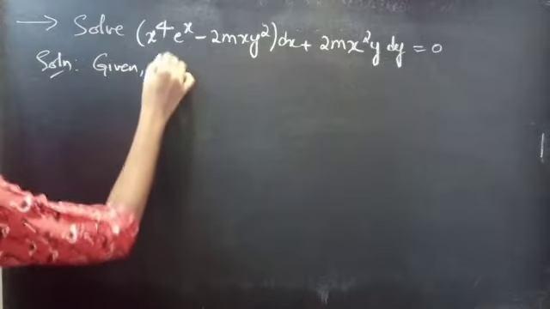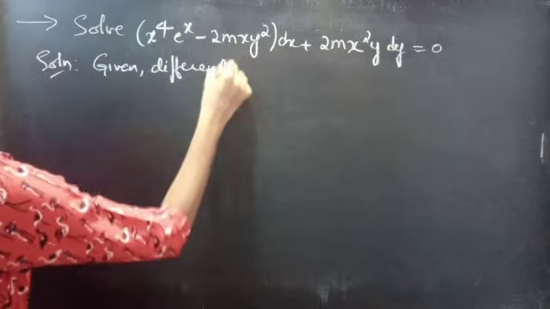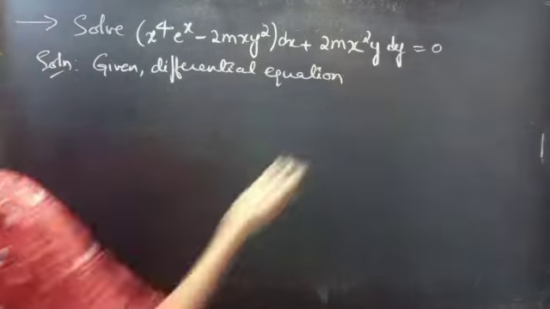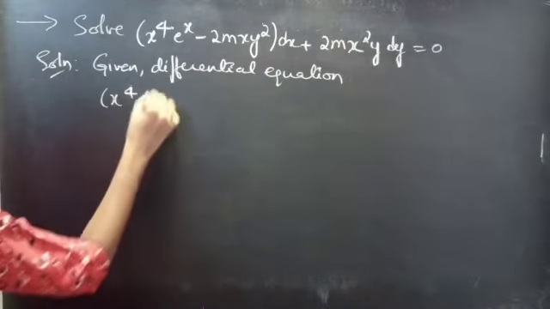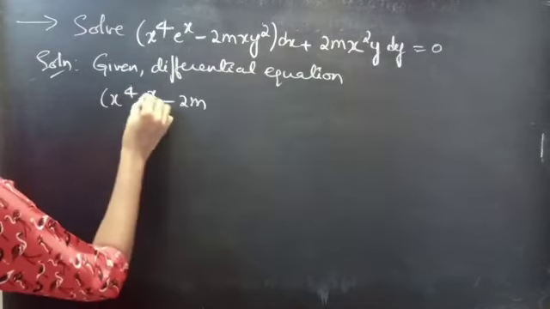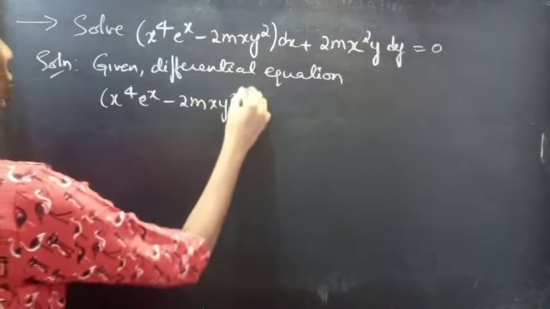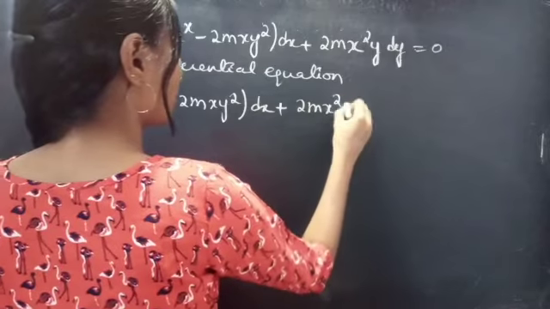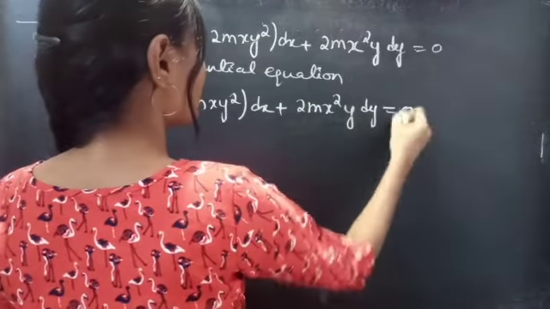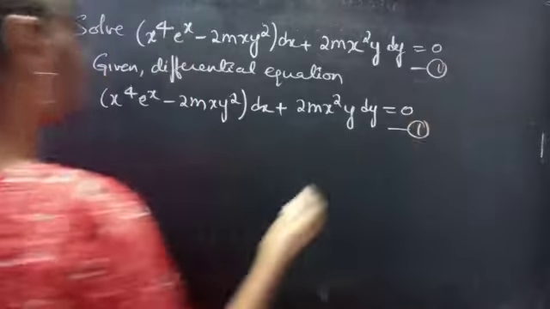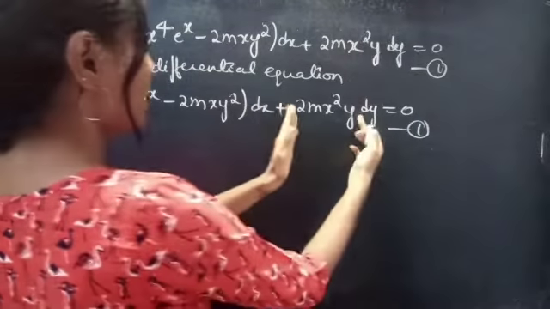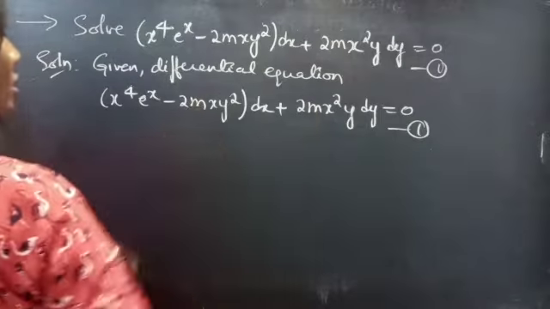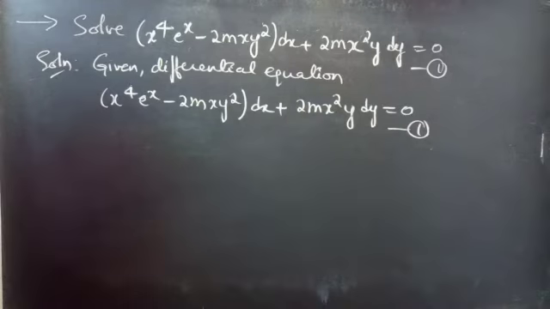Given differential equation: (x⁴eˣ − 2mxy²) dx + 2mx²y dy = 0. Consider it as equation 1, which is in Mdx + Ndy = 0 form. Here m is treated as a constant. Okay, here m is a constant.